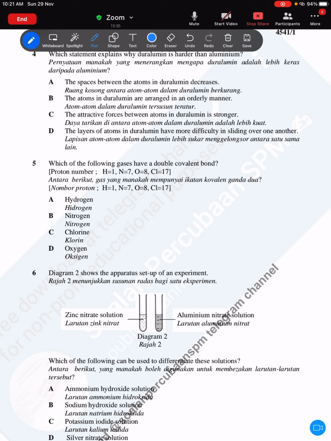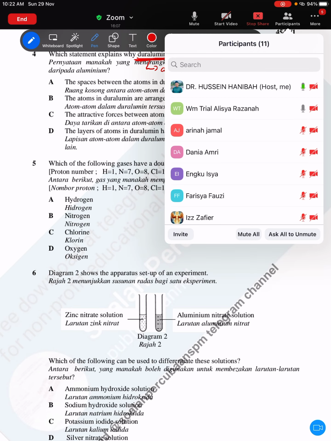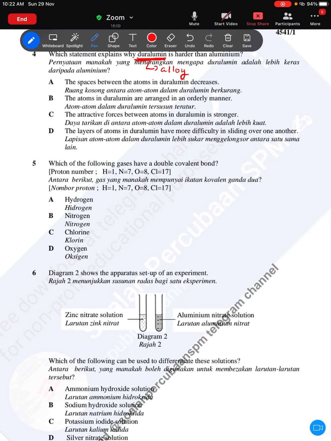Which statement explains why duralumin, okay, dengar, when I'm talking about duralumin is when, where we use this. Duralumin is actually an alloy. It is an alloy. But where do we use duralumin? Kat mana kita guna duralumin? Kat mana kita guna this one, duralumin? Tell me. Aeroplane, yes, Alicia, you are right. The body part is made of duralumin.